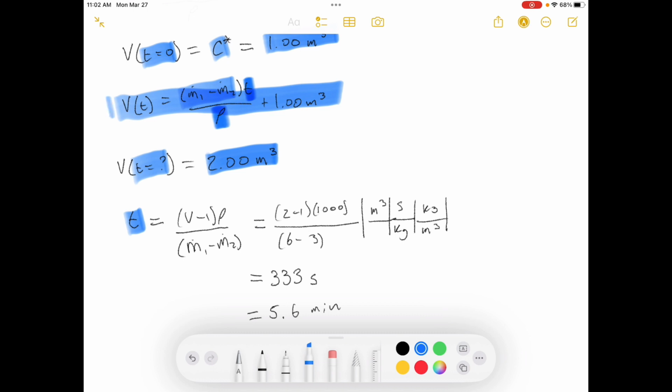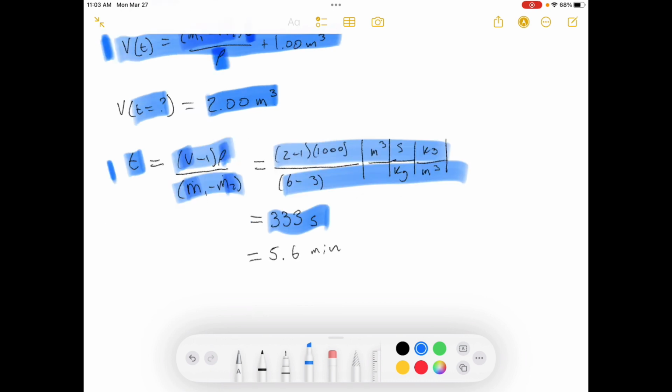Well, we can just rearrange this equation that we have, put it in terms of t, and then we can solve for all of these rates. Each one of these things is known. Make sure you convert the units appropriately and things like that. We see that it's 333 seconds. We can also convert it into minutes so that it's a little easier to tell how much time has passed, because it's hard to tell how long 333 seconds is. So it's about 6 minutes. And that is it for problem number 4.1.